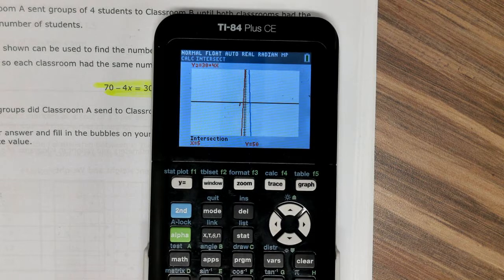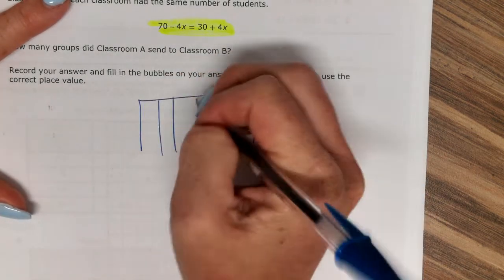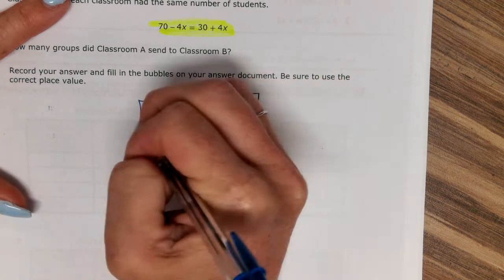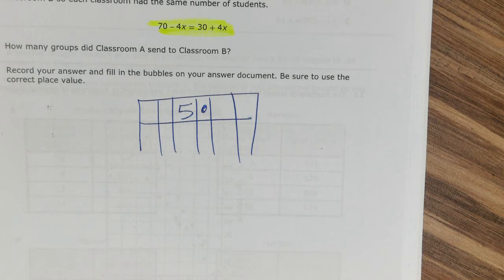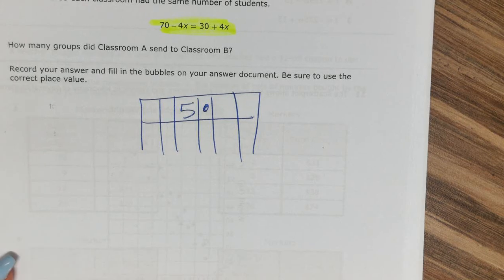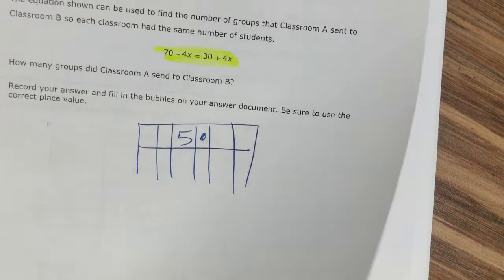It worked. My answer is 5. When you grid that, here's the decimal. 5 must go before the decimal. Check and see. If you put the 5 after the decimal, that's why you missed it. So you did everything correct, you just didn't bubble it right. It has to go before the decimal. All right, let's move on.